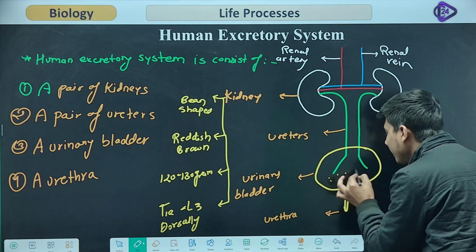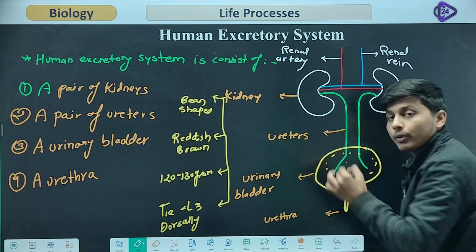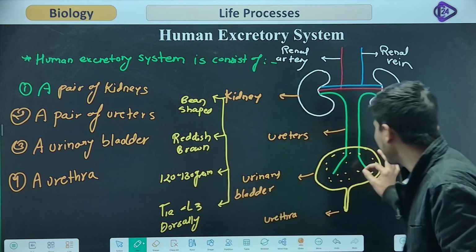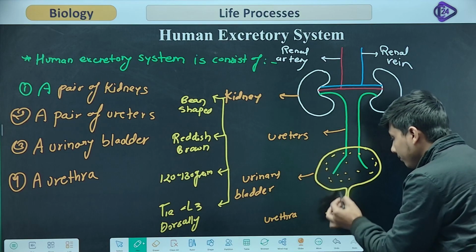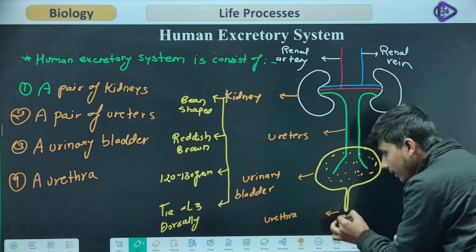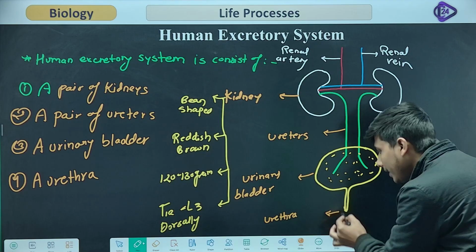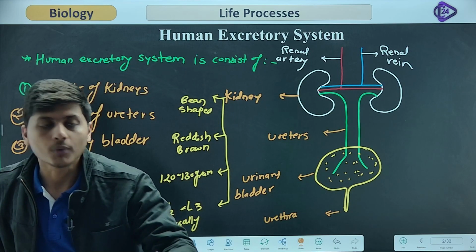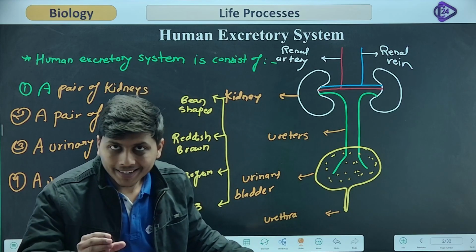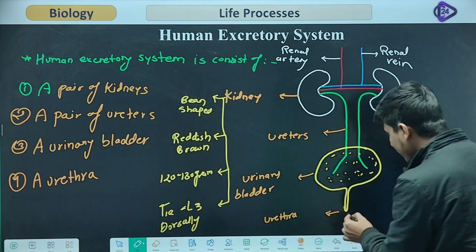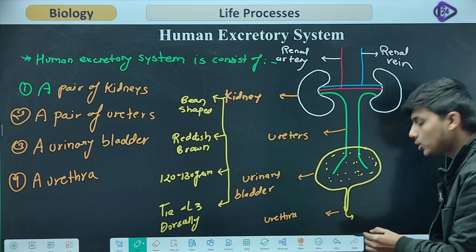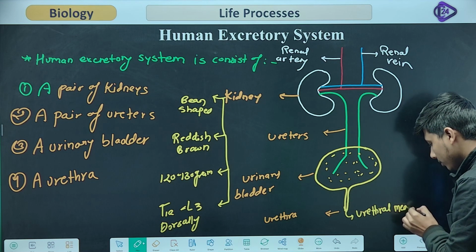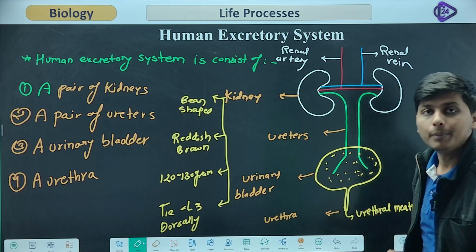Then this urinary bladder gets filled with the urine. So what is the function of the urinary bladder? It stores the urine temporarily. Then when we have the feeling of urination, the urine will come out via the urethra. The urethra is the passage of urine which releases urine out of the human body. This urethra opens into the penis, and this opening of the urethra is called the urethral meatus.